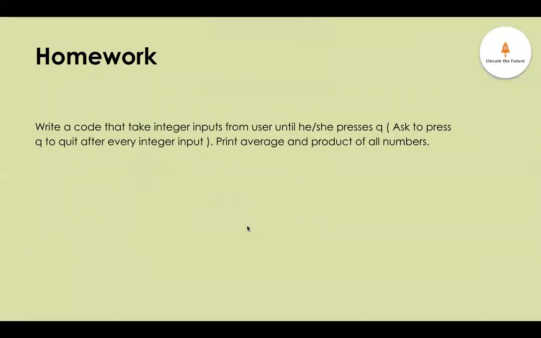Here we have some homework, something you can try for yourself. Write a code that takes an integer input from the user until he or she passes Q. Ask to press Q to quit after every integer input and print the average and product of all numbers. It's a little bit of a challenge, but go ahead and try this one.